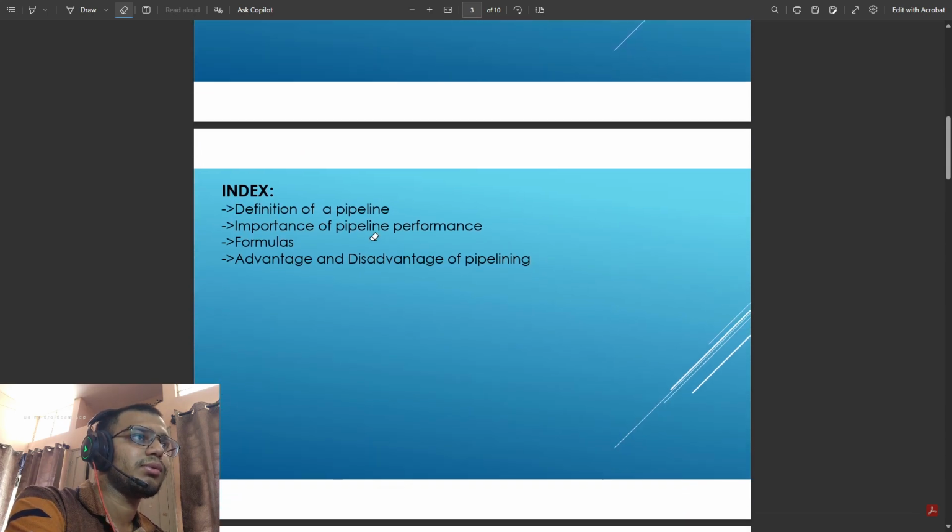First of all, what I am going to explain in this PPT, let's see the index part and the table of contents. That is the definition of pipeline, then the importance of pipeline performance, then formulas, advantages and disadvantages of pipelining. What is the importance of pipelining in daily life, what is its disadvantage, what is its effect. So let's discuss it, and then finally come to the conclusions.